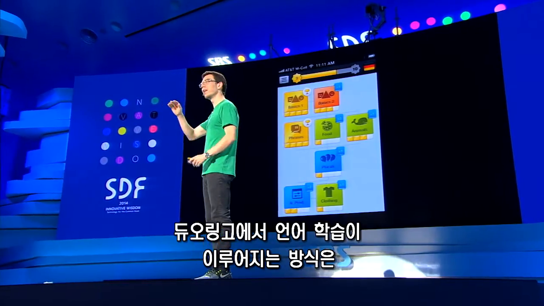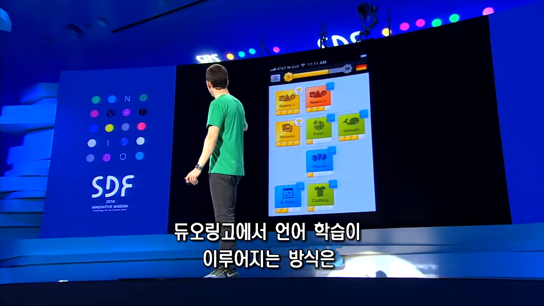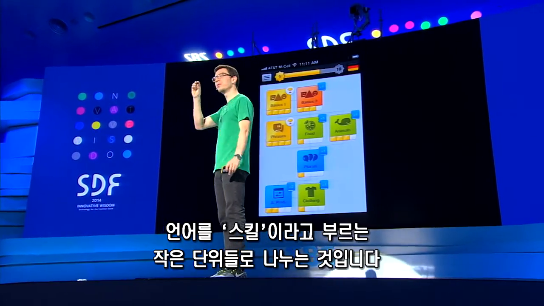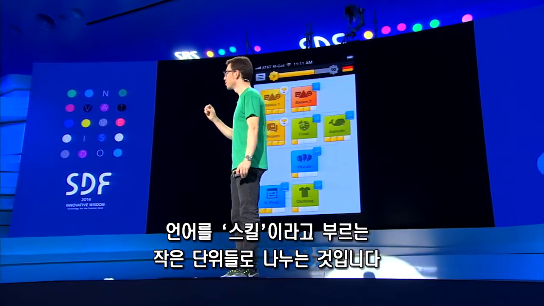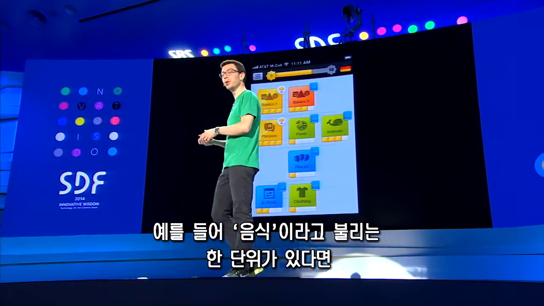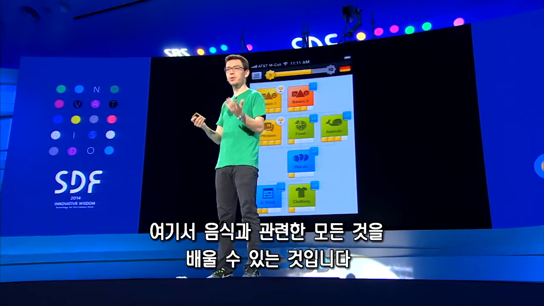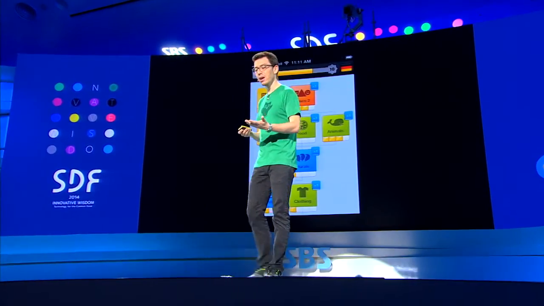So the way language instruction works on Duolingo is that a language is split up into different units that we call skills. For example, one of the units is called food. That's where you learn anything about food. For example, ordering in a restaurant.